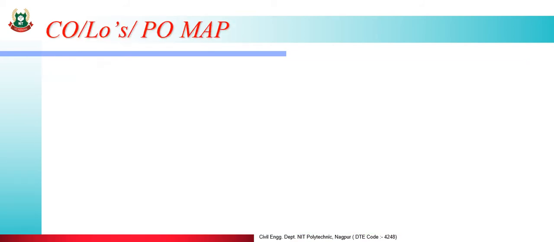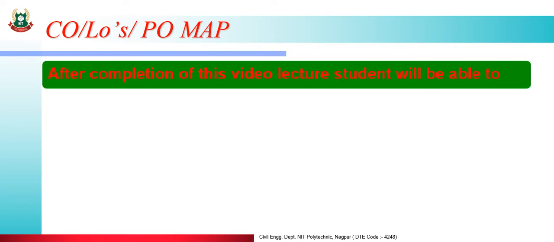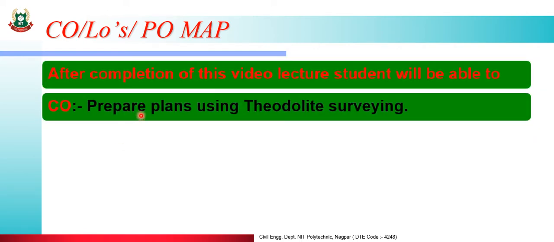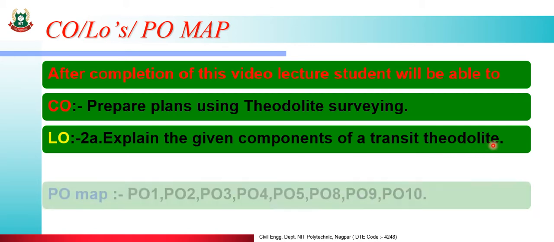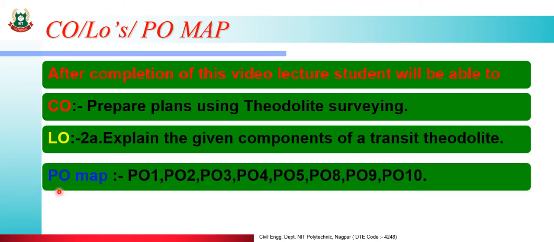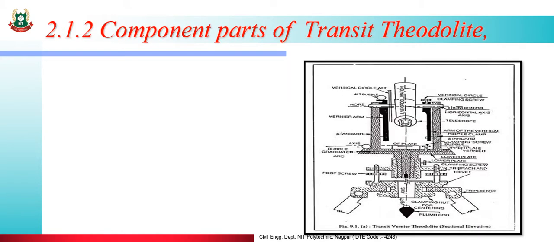In this topic the CO will be to prepare plans using theodolite surveying, and the LO map is to explain the given components of a transit theodolite. The PO map are PO1, PO2, PO3, PO4, PO5, PO8, PO9. Then next is the component parts of transit theodolite.